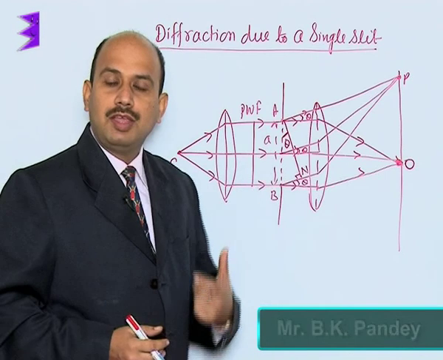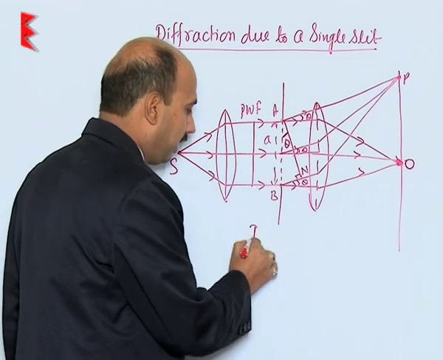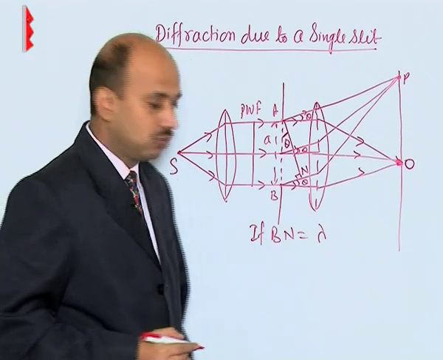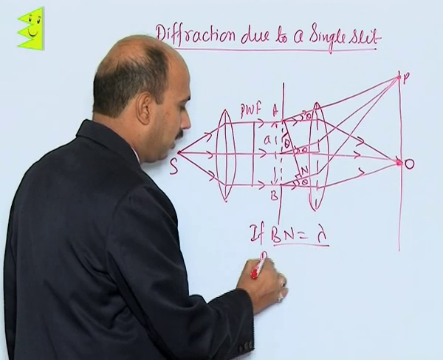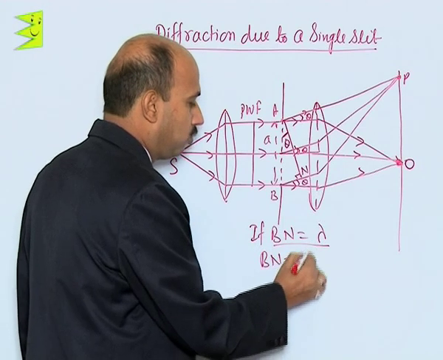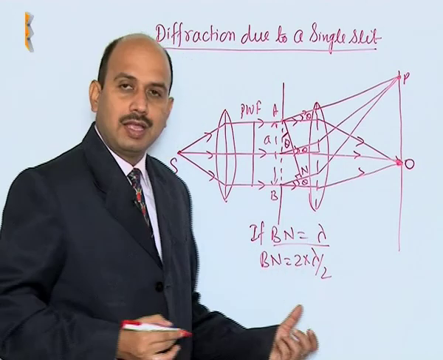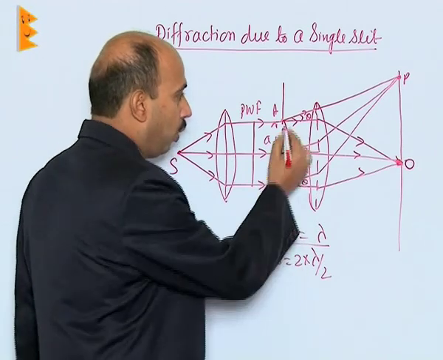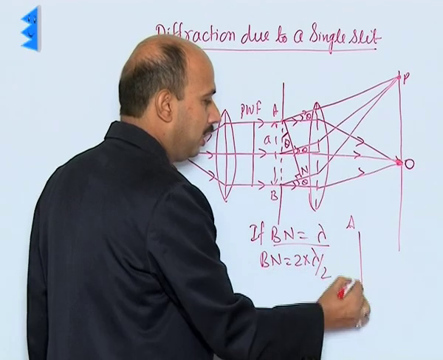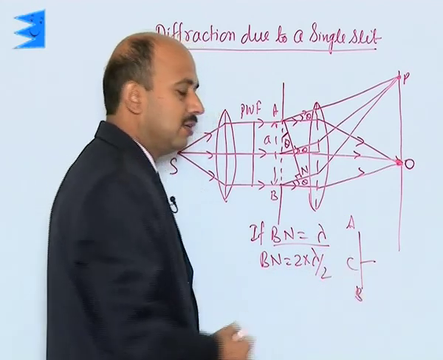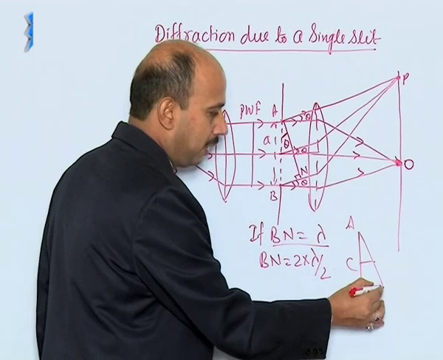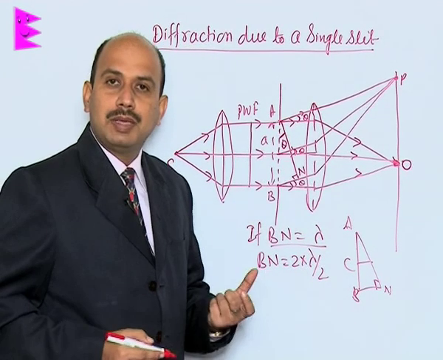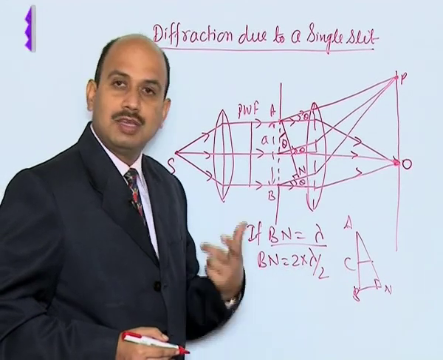Suppose this BN is equal to lambda. So if I take BN equal to lambda, that is the path difference. In this case we can write BN is equal to 2 times lambda by 2, that is, an even integral multiple of half the wavelength. In this case, we divide wavefront AB into two equal parts, AC and CB, and this is a perpendicular here. So this is N. Now this wavefront AB is divided into two equal parts, AC and CB.